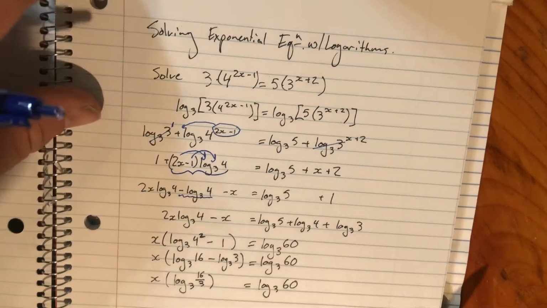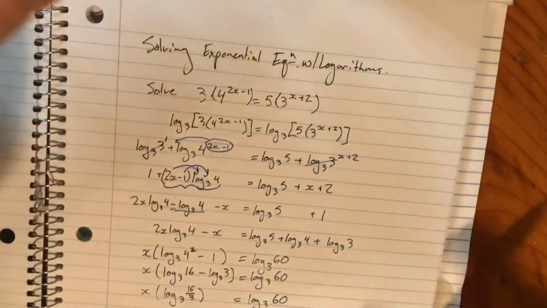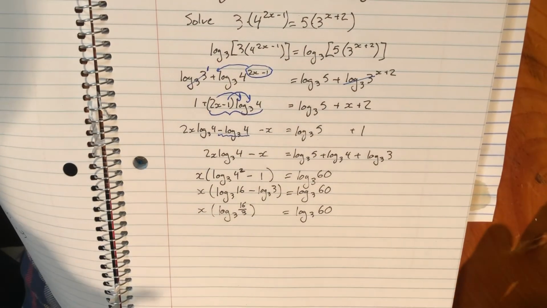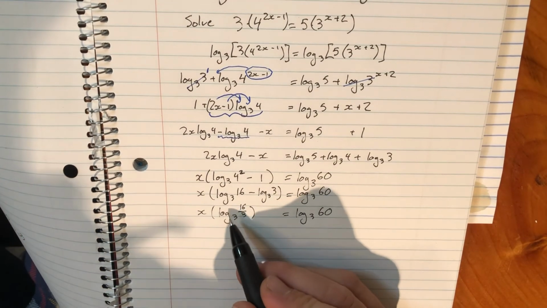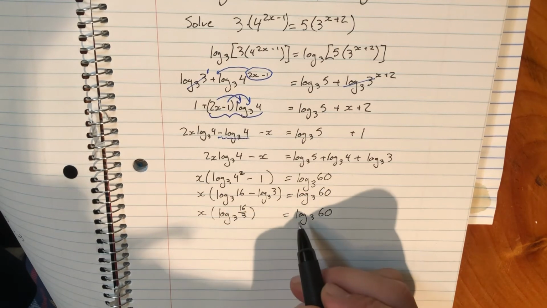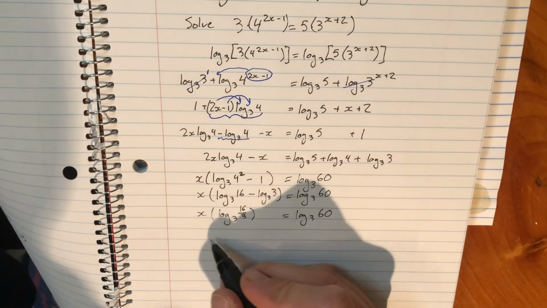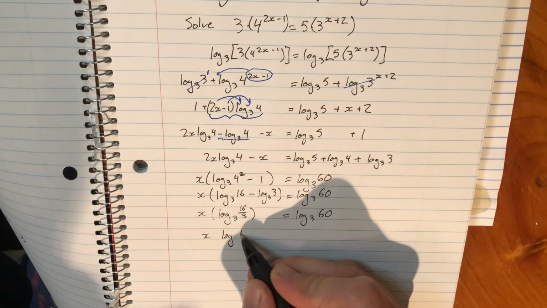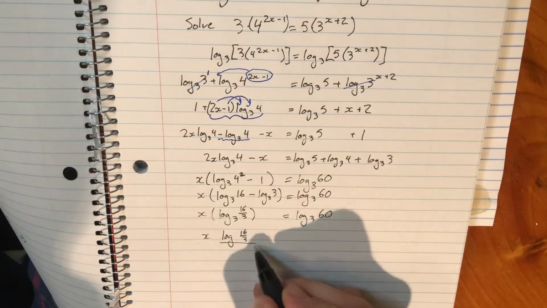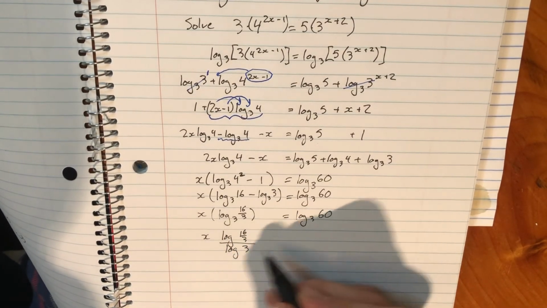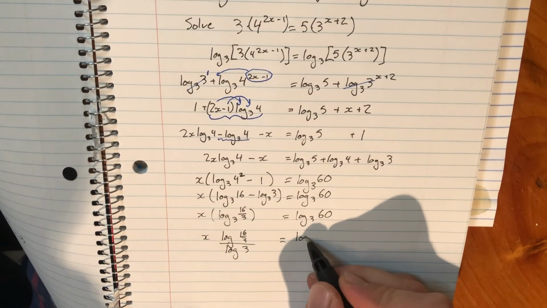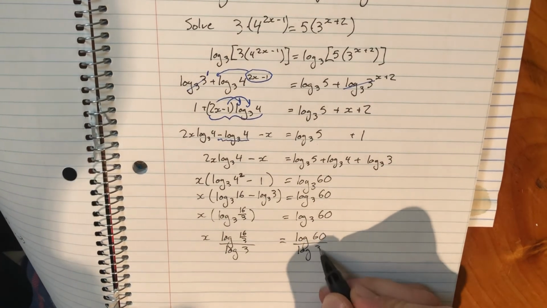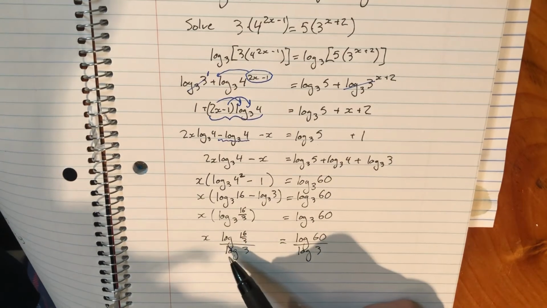Now I'm going to do something a little crazier. I'm going to try and earn myself some more room here. Hopefully you can still see what's going on. But what I'm going to do is change the base of each of these. So I'm going to use the change of base formula. This will be x, it's going to stay up front. This is going to be the logarithm of the value, 16 over 3, divided by the logarithm of the base, log 3. This side is going to be the logarithm of the value, 60, divided by the logarithm of the base, log 3. The reason why I do that is now I can multiply both sides by log 3.